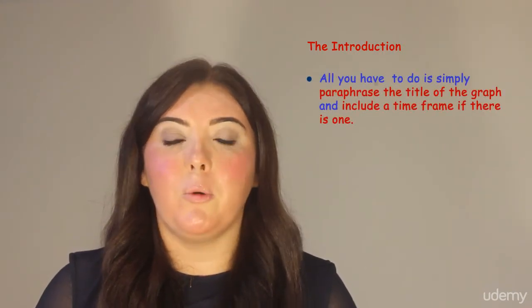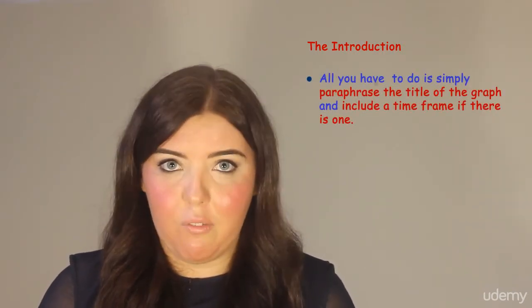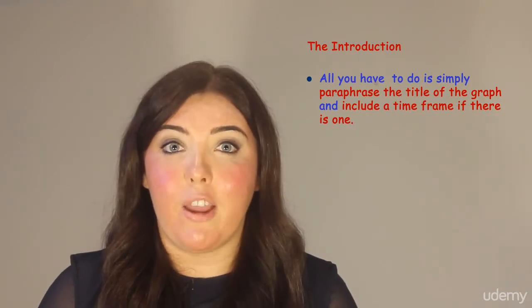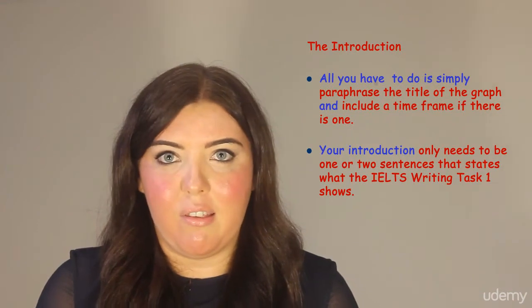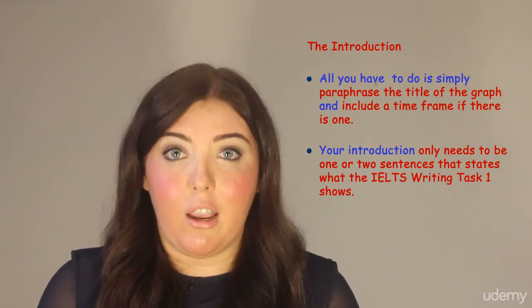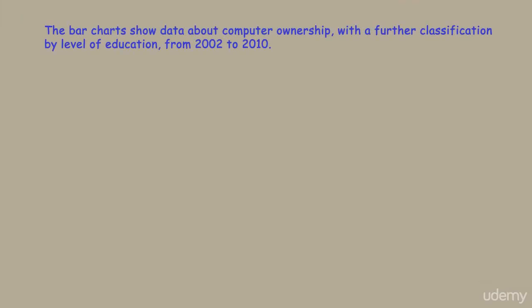All you have to do is simply paraphrase the title of the graph and include a time frame if there is one. Your introduction only needs to be 1 or 2 sentences that state what the IELTS writing task 1 shows. So a perfect introduction would be: the bar charts show data about computer ownership with a further classification by level of education from 2002 to 2010. This is a perfect introduction.